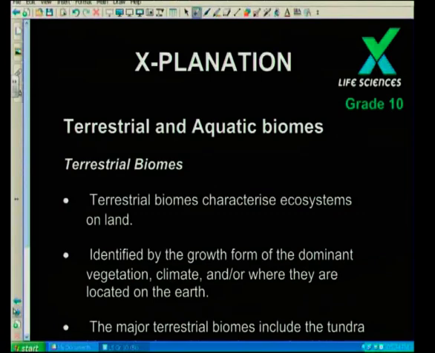What is important to us now is the terrestrial biome. Terrestrial has to do with land, like we said. So there's the word land. It has to do with land.